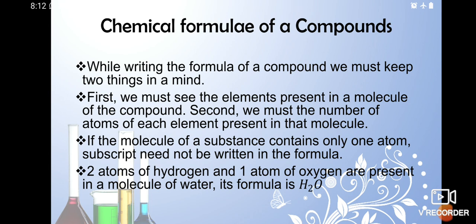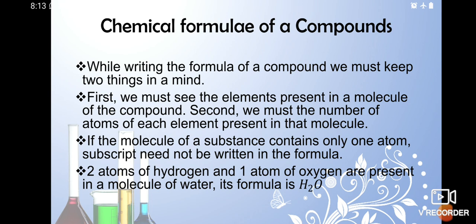H2O. Okay, students. So here, to write the formula, first we have to note which types of elements are taken: hydrogen and oxygen. How many atoms of hydrogen have been taken? 2 atoms of hydrogen and 1 atom of oxygen. So here we write 2 atoms of hydrogen as H2 and 1 atom of oxygen. Here 1 is not written as a subscript, so we don't need to put a subscript of 1 on the oxygen. It is naturally indicated that oxygen is 1 atom. Like this we can write a chemical formula of a compound for simple molecules.